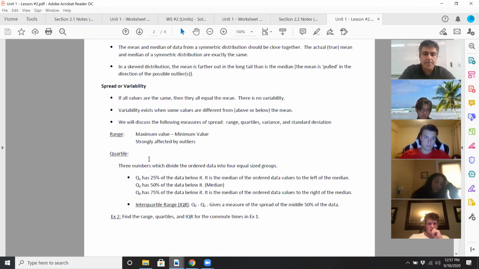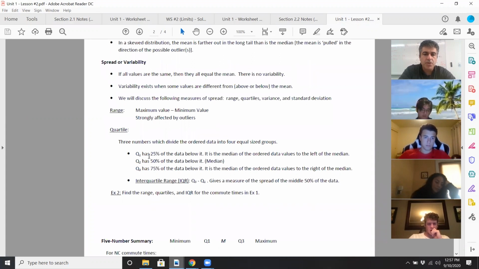Now, spread or variability. If all values are the same, then they all equal the mean. There's no variability. Let's say I give a test and everyone gets a 90%. There's no variability in the data. There's no change. But variability will exist, and obviously values could be above or below the mean. So in order to get a good understanding of the variability of your data, we like to look at a few quantities: range, quartiles, variance, and standard deviation.